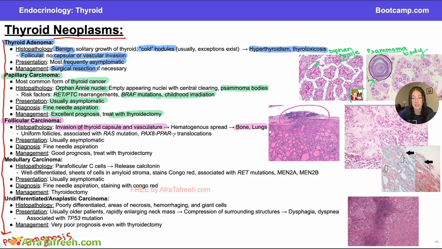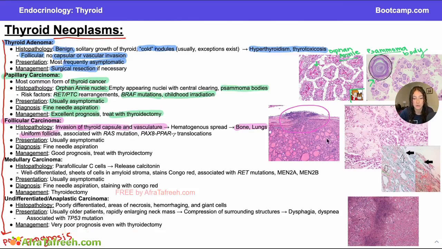Now, this is really important for you to be aware of, because if you ever see a picture like this where we have all of our follicular cells spraying out of the capsule and into the surrounding space, that is going to be very consistent with follicular carcinoma. It's certainly going to be very different than thyroid adenoma, which does not exit the capsule. So that's going to be an important histology finding for follicular carcinoma.